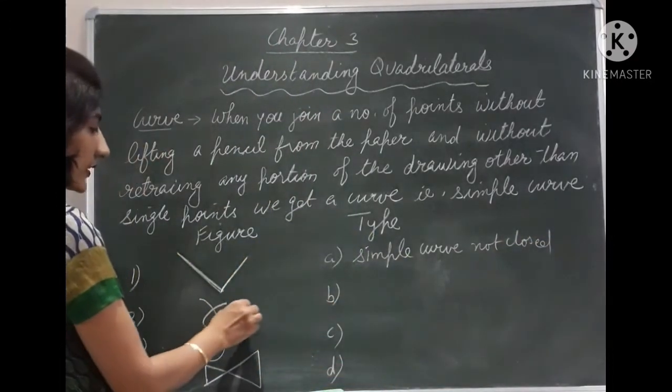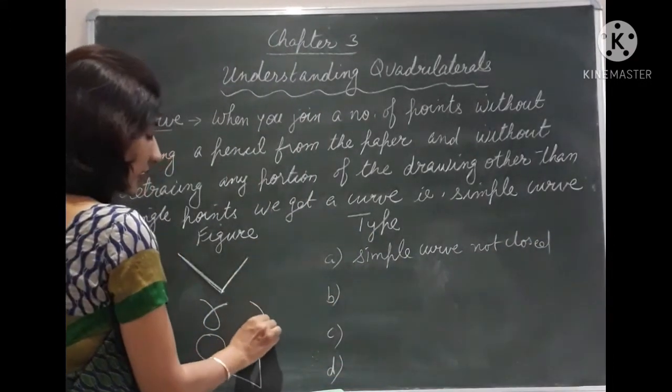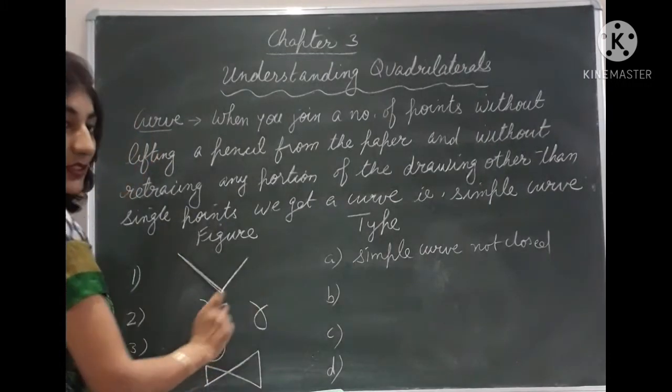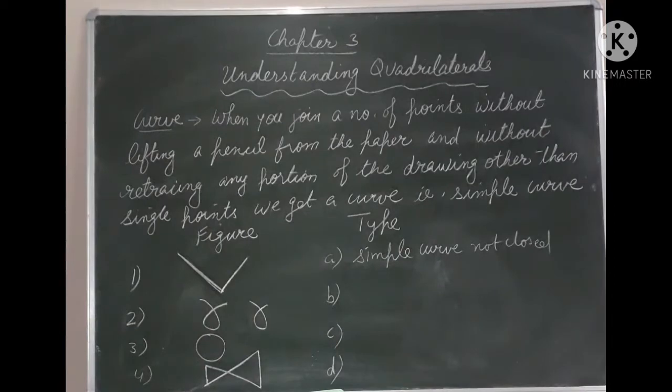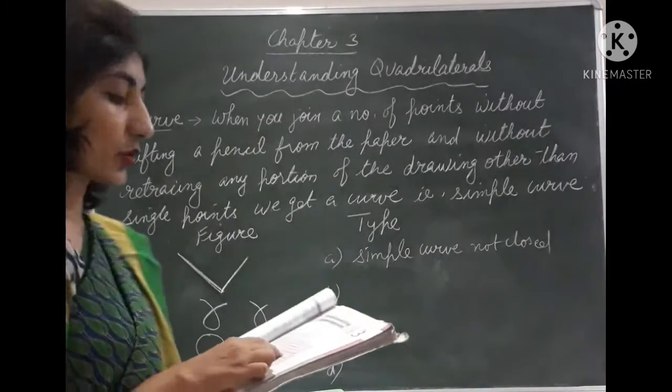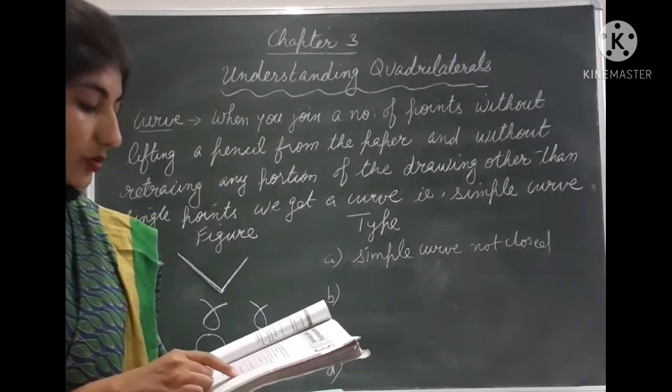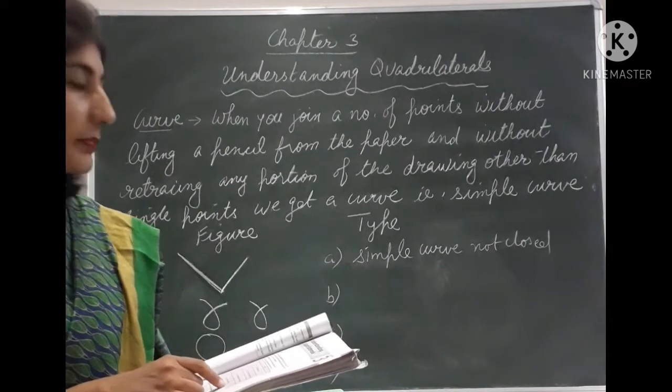Second curve, you can see it is drawn like this. From here, see, these are all curves. You have drawn this like this and like this. So what will be the option? You can see the options there. The A part was simple closed curve. B is a closed curve, that is not simple. C is simple curve, that is not closed. And D is not a simple curve.